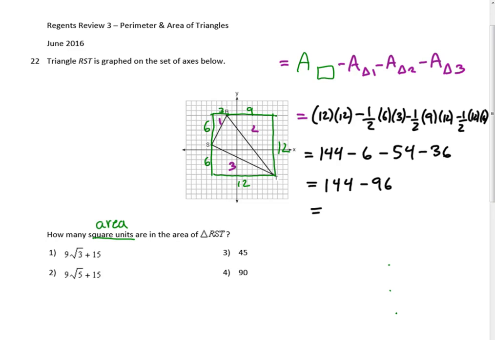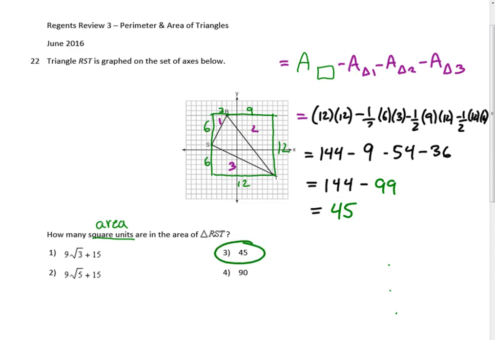Oh, let's see, what did I do? Okay, so I made a calculation error back here. Half of 6 is 3, and 3 times 3, this one here should be 9. So that's going to change our answer to minus 99, which would be 45 square units.